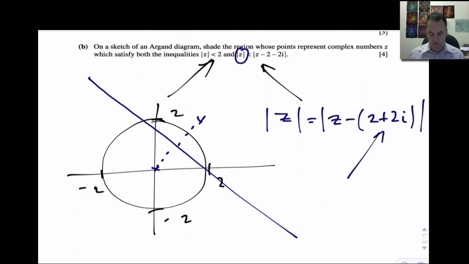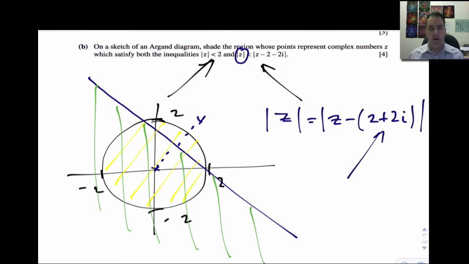So let's now do the inequalities. For the first one, we're talking about all the points less than 2, so all the points inside the circle. That's what I've shaded there in yellow. The second one, we're saying what are the points that are closer to, in this case, the origin, 0, than they are to 2 plus 2i. So we're talking about all of the points that are on this side of the line.